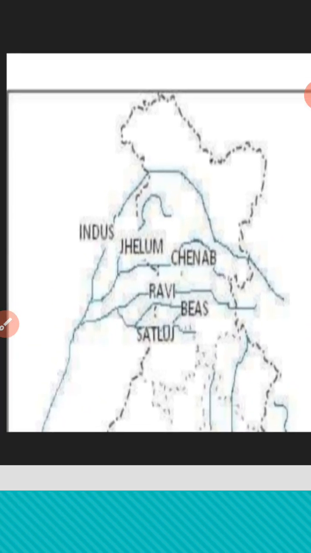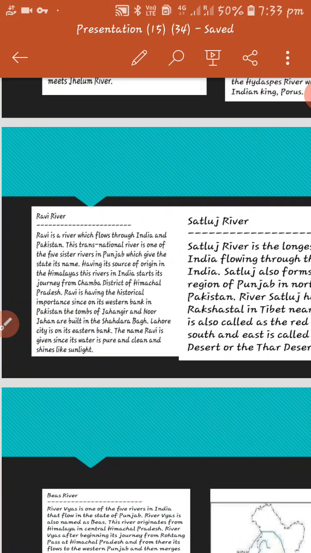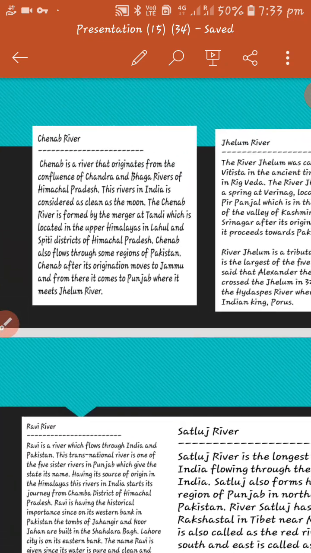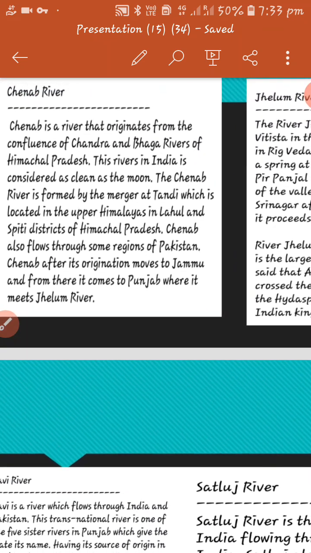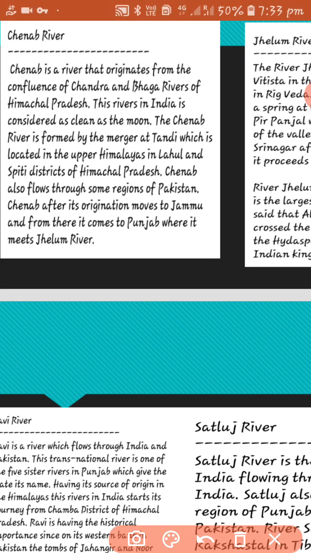See, this is the Chenab. Chenab is a river that originates from the confluence of Chandra and Bhaga rivers of Himachal Pradesh. This river in India is considered as clean as the moon. Chenab means clean as the moon, चांद जैसा साफ सुथरा.